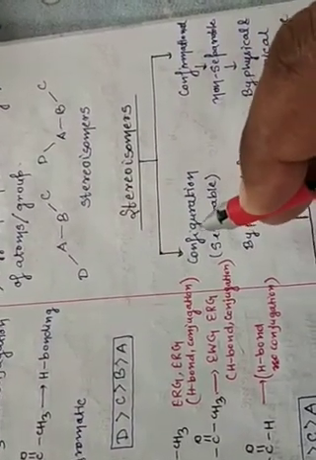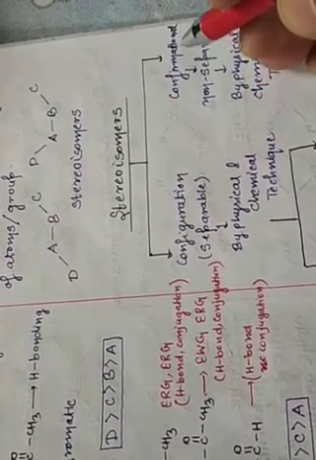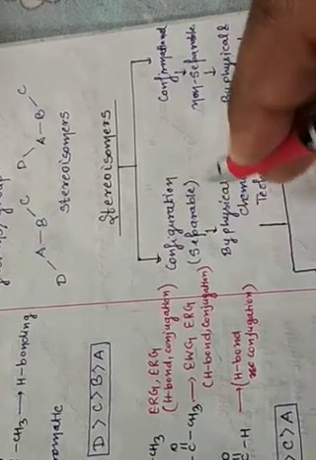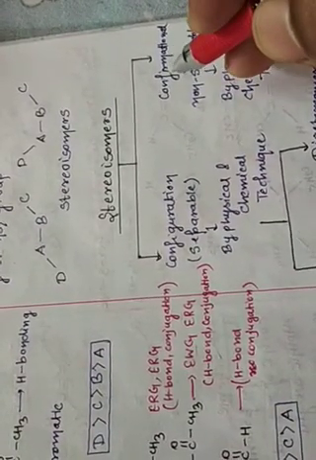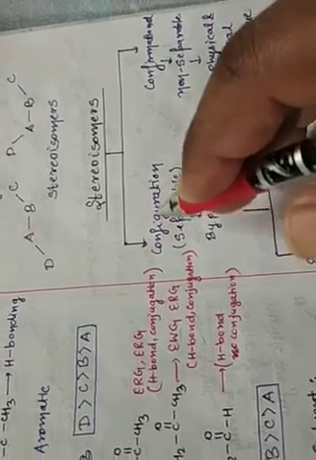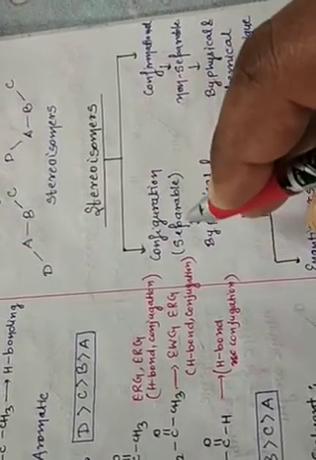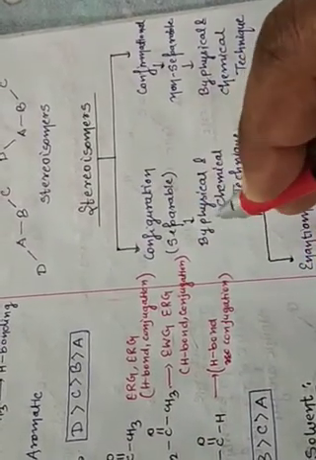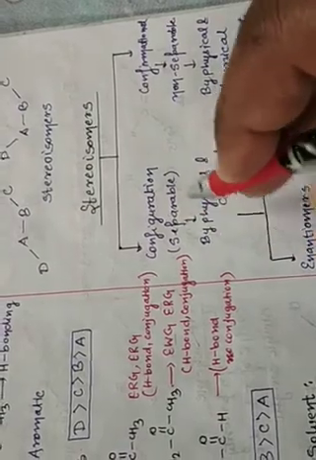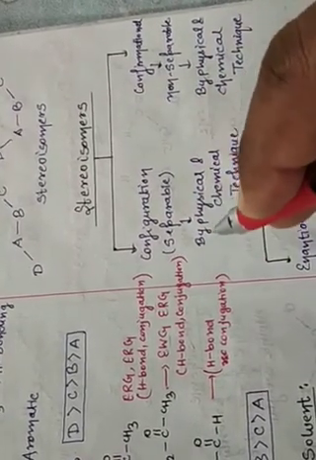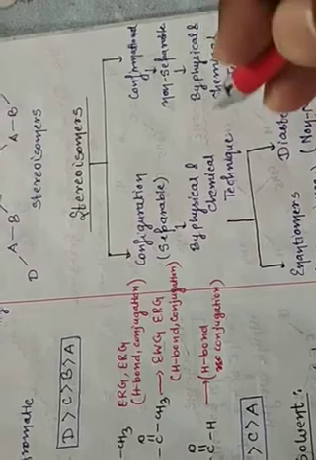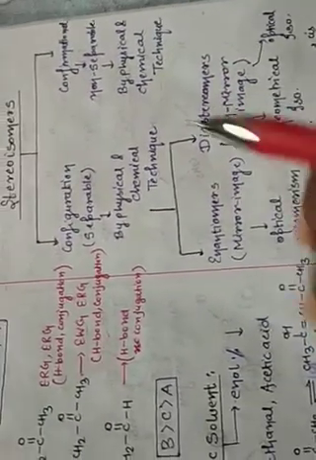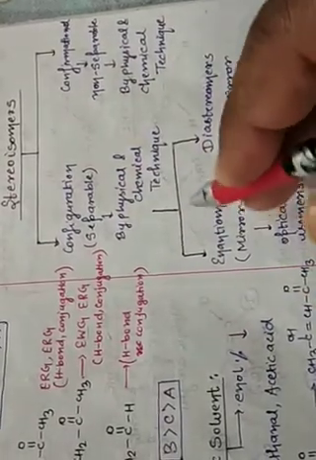Now the classification of stereoisomers: there are two types of stereoisomers. The first is configurational and the second is conformational. Configurational is separable and conformational is non-separable. It means in configurational you can separate this type of structure, by physical and chemical techniques, and non-separable is also by physical and chemical techniques.